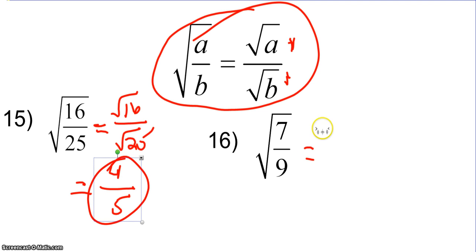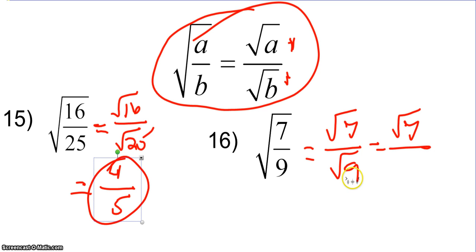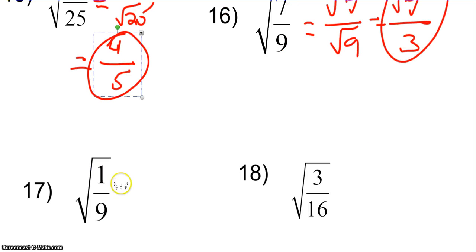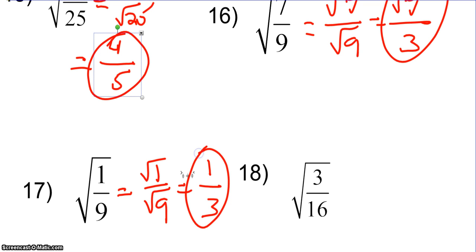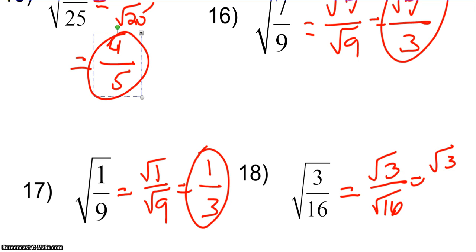Okay, this one is the square root of 7 over the square root of 9. This can't be simplified, so we just leave it alone. 9, that's 3 times 3, so therefore the answer is 3. All right, so you can have radicals in your answers here. Okay, next one. I can rewrite this as the square root of 1 over the square root of 9. So that's 1 times 1, which is 1. The square root of 9, that's 3 times 3, so it's 3. So your answer is 1/3. Number 18, pull it apart. Okay, there's nothing you can do with the radical 3. But 16, that's 4 times 4, so that becomes 4 on the bottom.